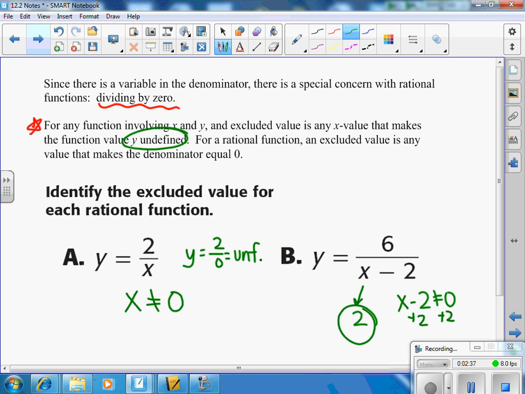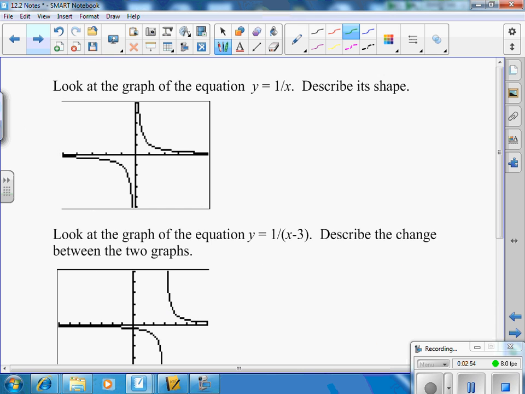Any other number will work, positive or negative. Even the number 0 will work here, because if I do 6 over 0 minus 2, I end up with this, which is totally possible. So 2 is the only value that x cannot be. So now let's talk about the graphs, and then we'll get back to those excluded values and what those mean for our graph.